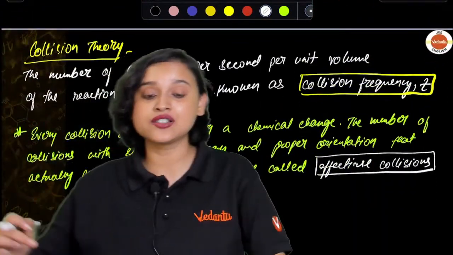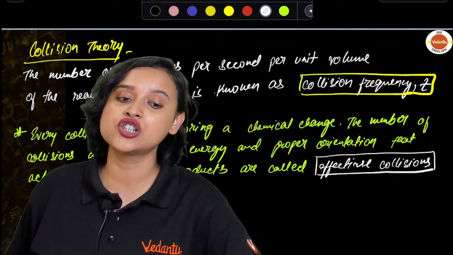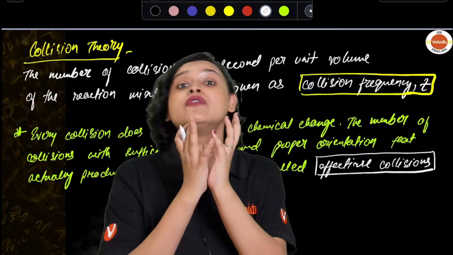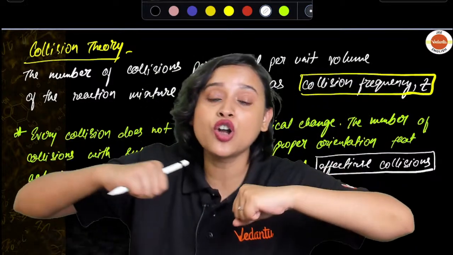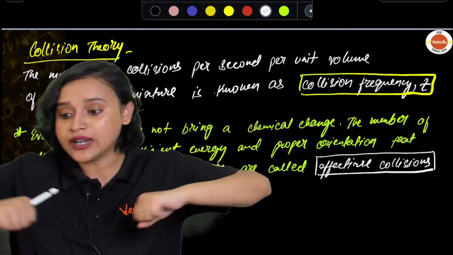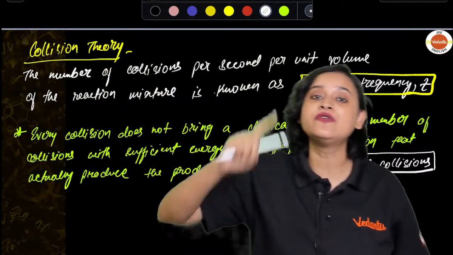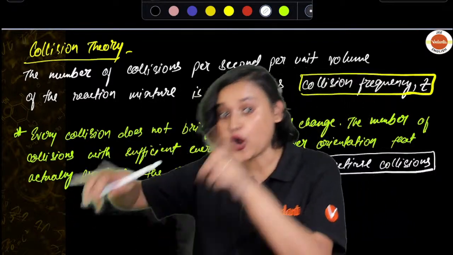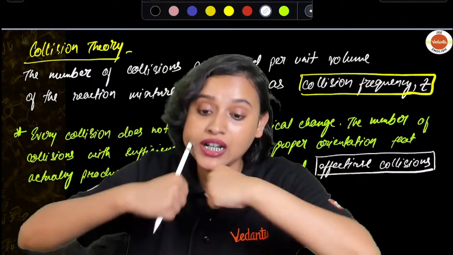Acha, now quickly let us go through collision theory. What is collision theory? Collision means the number of collisions happening per unit volume per second, and that is your collision frequency. For A to B, from when the reactants are forming a product, there needs to be effective collision.